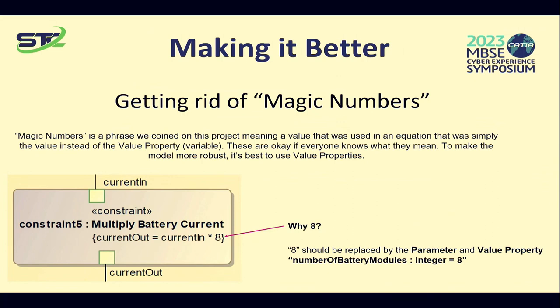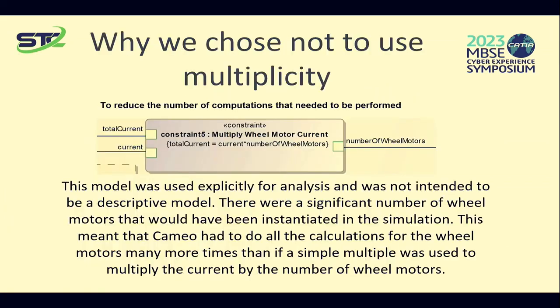As far as making this model better, one of the things we wanted to do is go through and try to get rid of magic numbers. That was a term we came up with in this project: magic numbers are numbers in these equations that no one knows what they mean, right? In this case, you see an example, multiplying something by 8. Why did we do that, right? That would be better off as a value property, so everyone knows what that is. So that's one of the ways you can make your model better: if you've put in numbers that no one knows what they mean, go back and make those value properties. That way everyone knows what they mean.